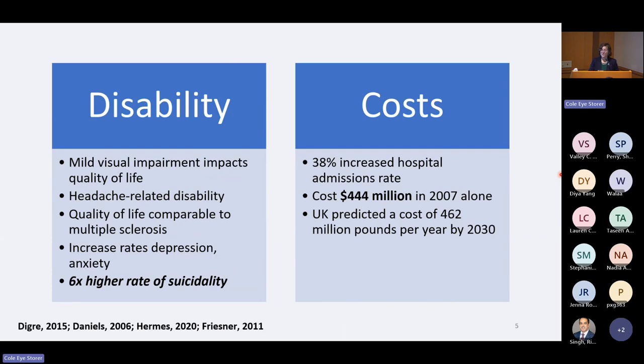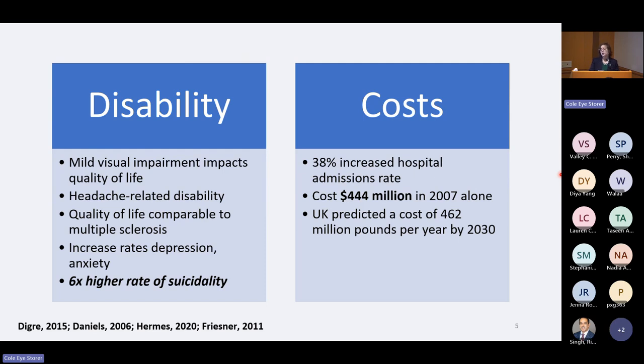IIH also has a significant disability and cost. In fact, even mild visual impairment has been shown to impact overall quality of life for patients. And typically, these patients have a headache-related disability. In addition, patients typically have a quality of life comparable to that of multiple sclerosis, and patients have been known to have increased rates of depression, anxiety, and a 6 times higher rate of suicidality.